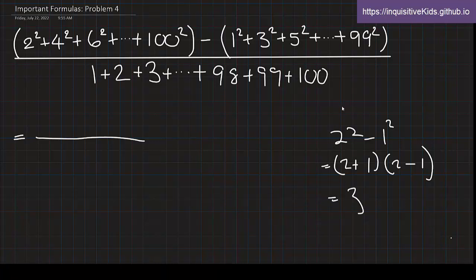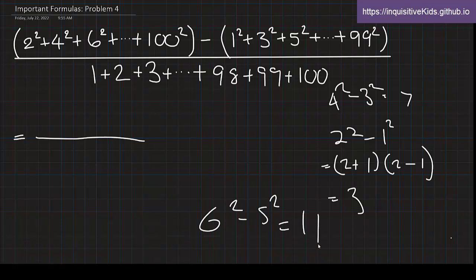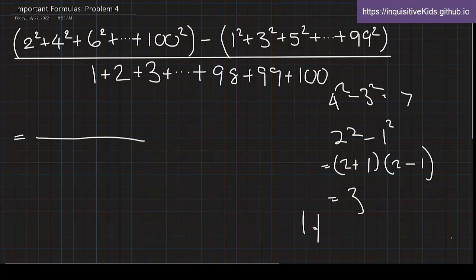Let's try our next pair. 4 squared minus 3 squared. And again, 4 minus 3 is 1, but 4 plus 3 is 7. So 7 times 1 is 7. And what about 6 squared minus 5 squared? 6 plus 5 is equal to 11.